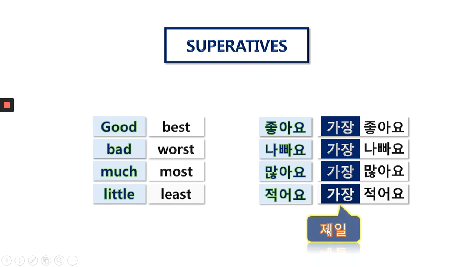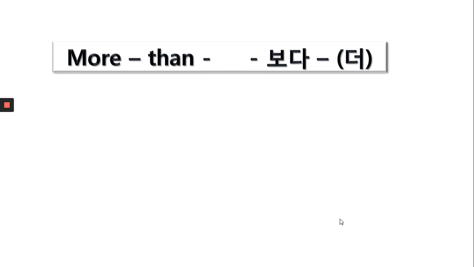제일 actually means number one. Number one good, number one bad, number one much, number one little. 가장 or 제일. So in Korean comparatives, you just memorize "more," 더, and "than," 보다. That's all. And in superlatives, "the most" is 가장 or 제일. That's it. Very simple. So "more than" is 보다 더.